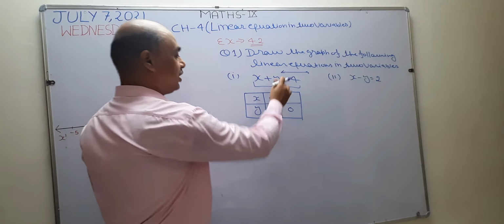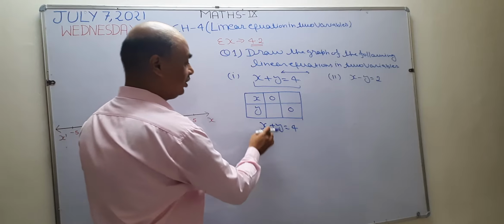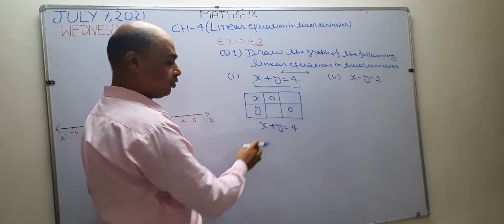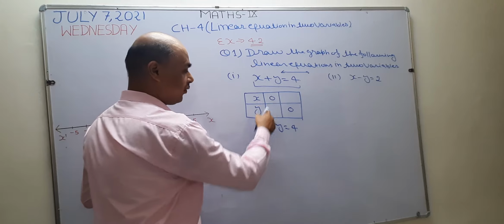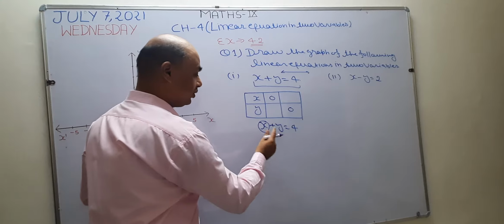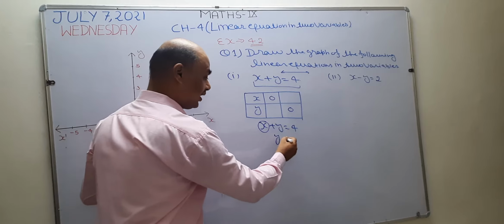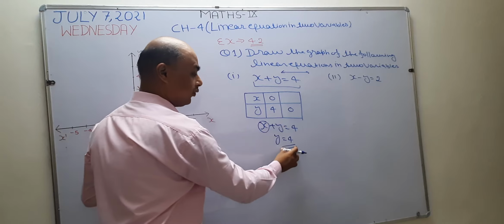Now write down the given equation. In this equation I am going to take x0. It means instead of x I am going to write 0. When I take x0, what is left? 0 plus y becomes y and y is equal to 4. When x is 0, the value of y becomes 4.